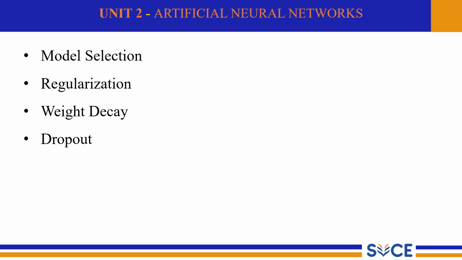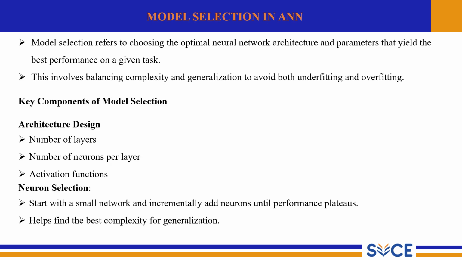And finally, dropout. Dropout is a powerful technique where during training we can randomly deactivate a subset of neurons in the network. This forces the model to learn redundant representations and improve its robustness. So first we are going to see model selection.